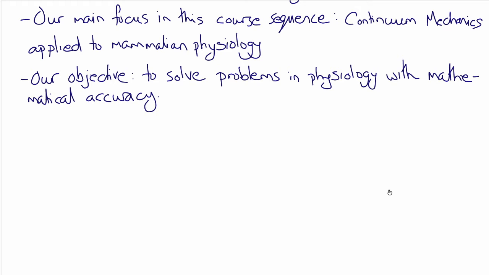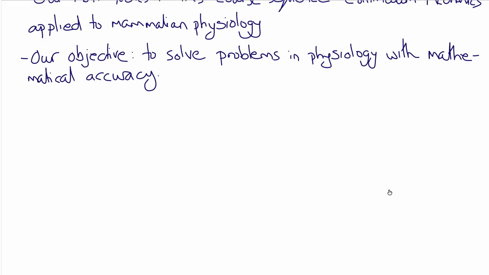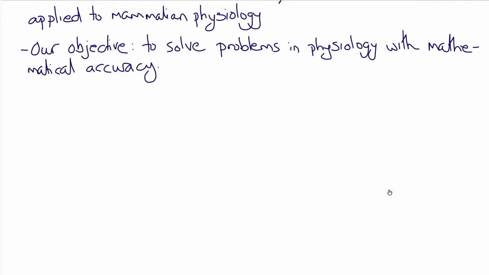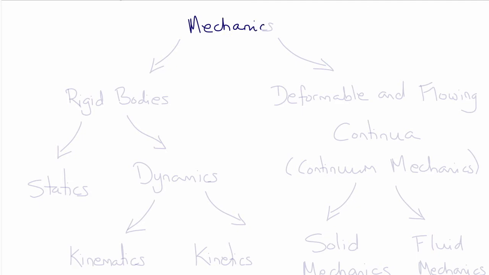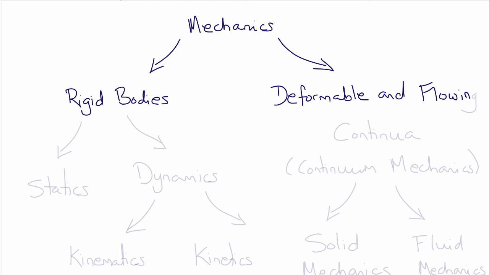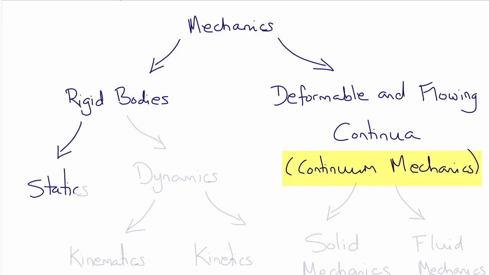Before we can learn continuum mechanics, we have to learn some basic mechanics. So let me start by reviewing some of the major branches of mechanics so we can understand the relationships. So mechanics can be divided into the mechanics of rigid bodies, where we're not concerned with the ability of the material to change shape or flow, and mechanics of deformable and flowing continuous media. So this side is the focus of continuum mechanics, whereas the mechanics of rigid bodies includes the studies of statics and dynamics.